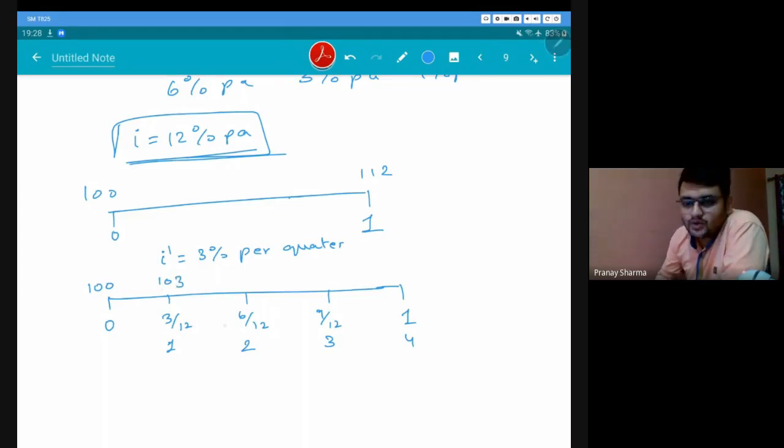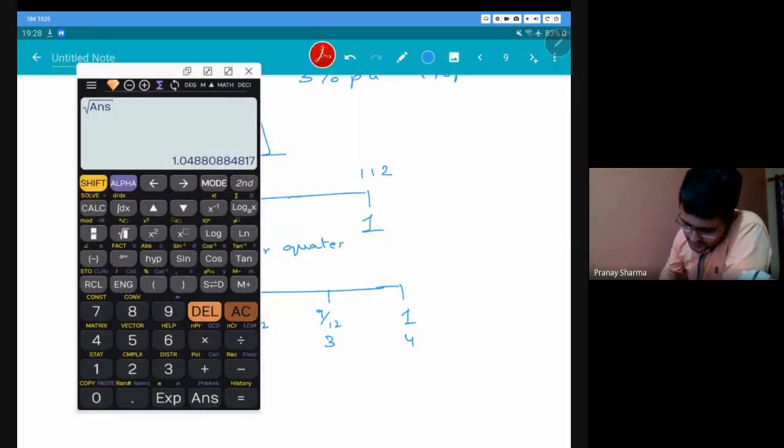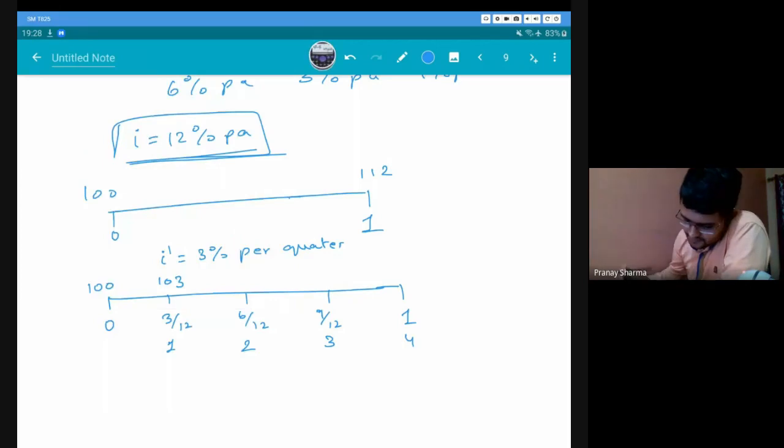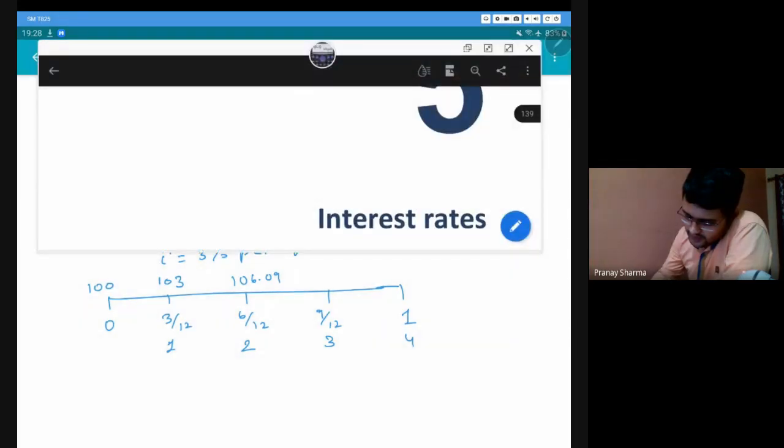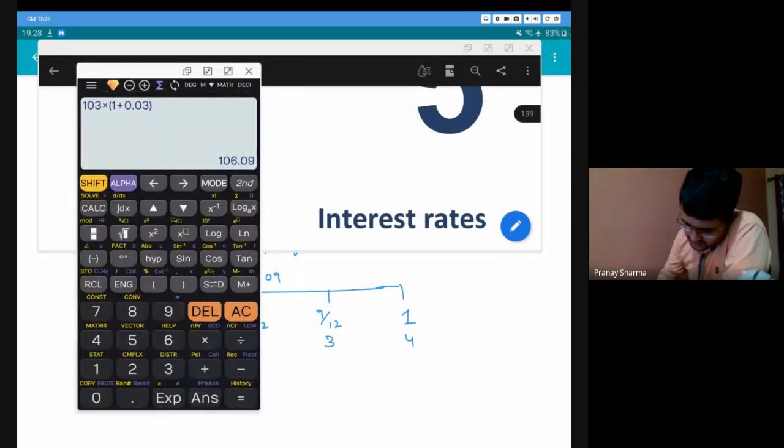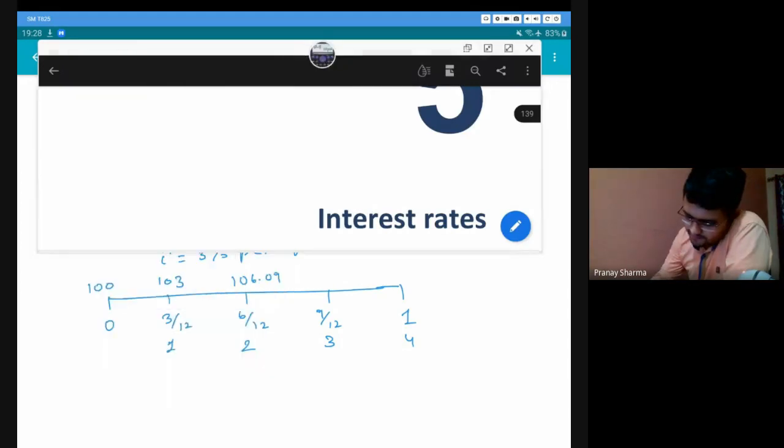Now because we are paying compound interest, in the next quarter I'll be taking this 103 rupees, and I'll be paying interest on that 3 rupees as well. So I'll say 103 into 1 plus 0.03, 3%. That becomes 106.09. And in the next quarter, I will be paying interest on 106.09 into 1.03, and we'll get 109.2727.